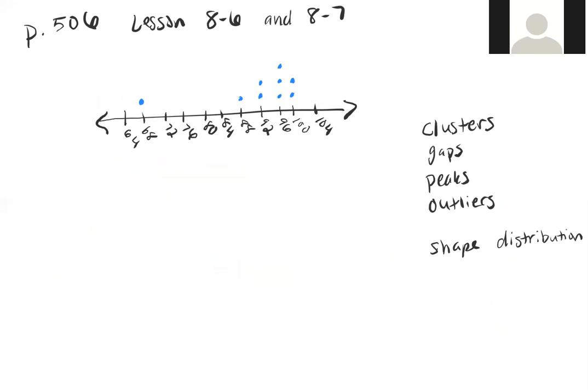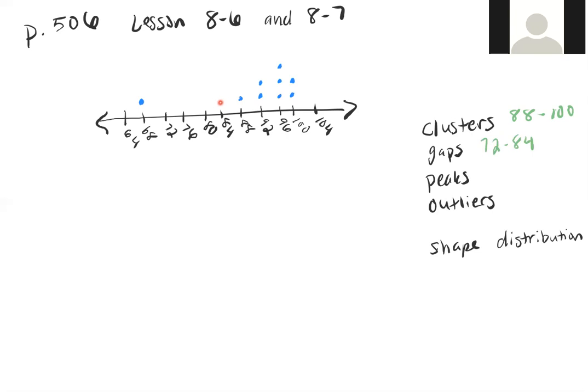So clusters, that's when they're all grouped together. I would say we have a cluster between 88 to 100. That's where most of my data is clustered together. Okay, gaps. As the name suggests, there are gaps in our data. There's a gap from 72 to 84. I've got no data points here from 72 to 84.